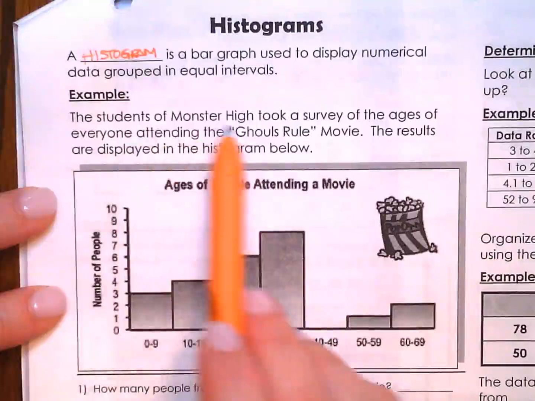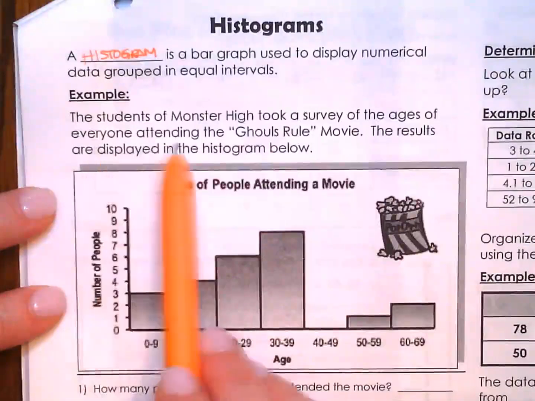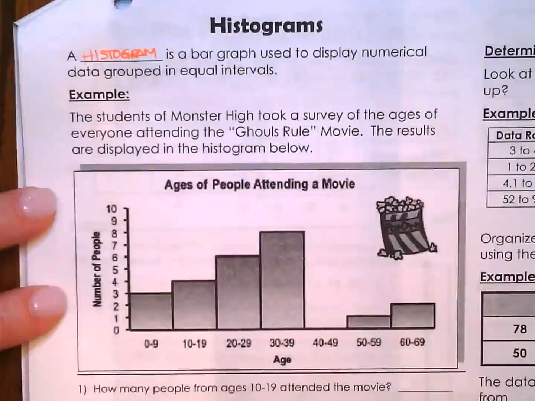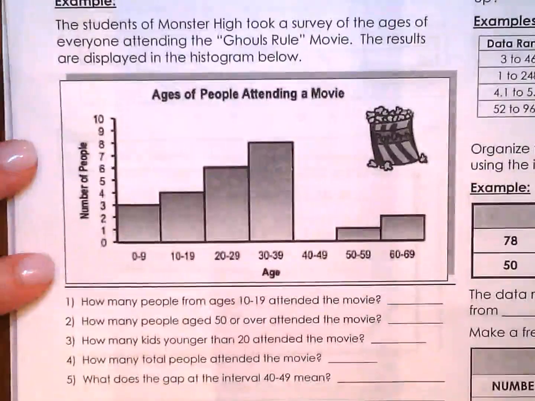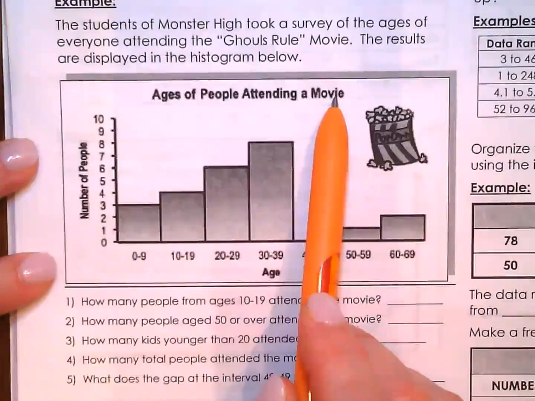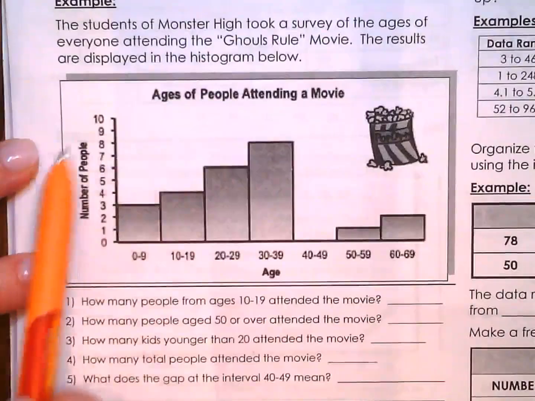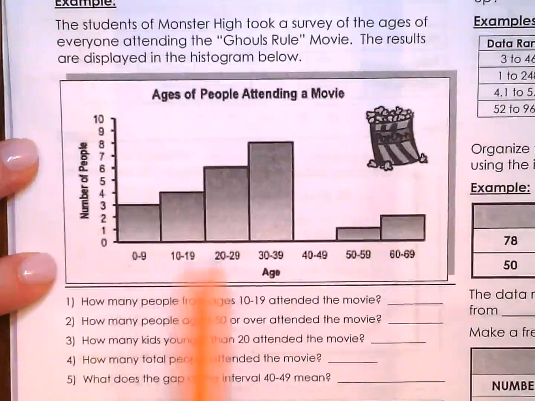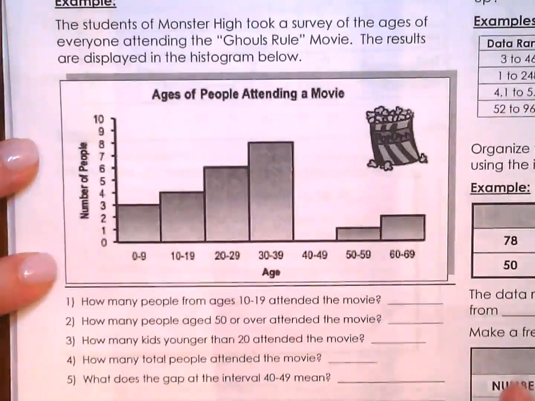So the students of Monster High took a survey of the ages of everyone attending the Ghouls Rule movie. The results are displayed in the histogram below. If you look here, notice it's got a title, the ages of people attending a movie. It's got headings on each side. This represents the total number of people, and these are the age ranges that they fall in, who were asked the question after they came out of the movie theater after the movie was seen.